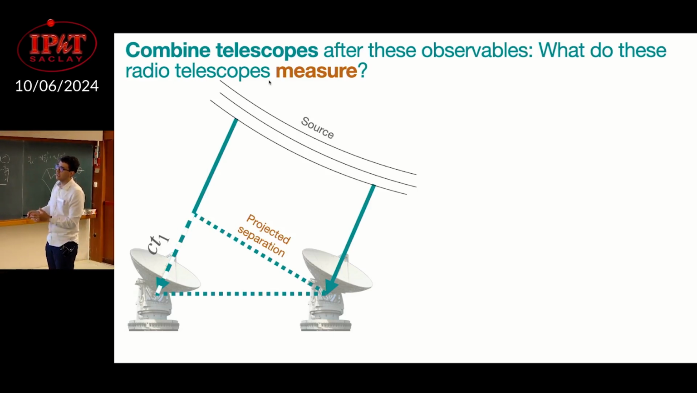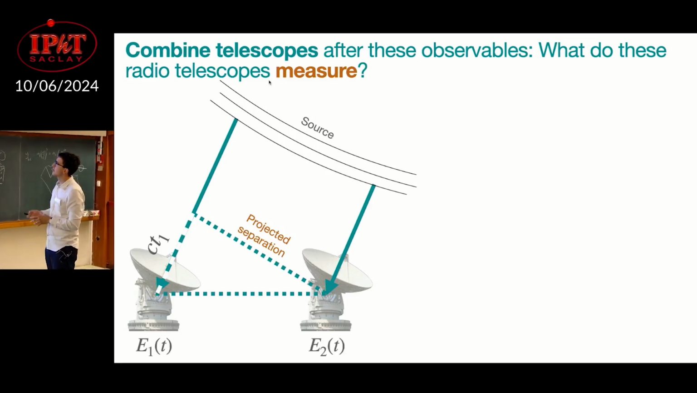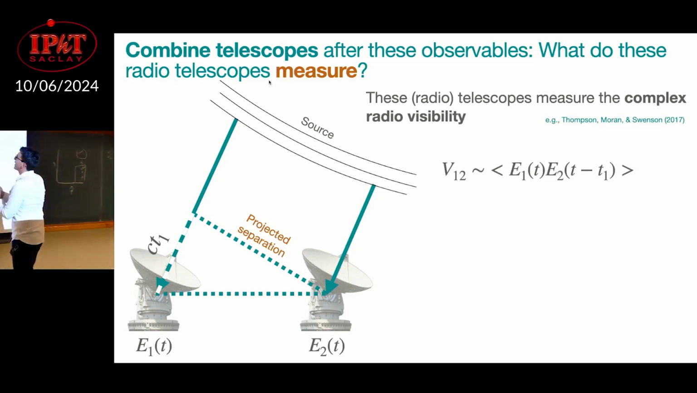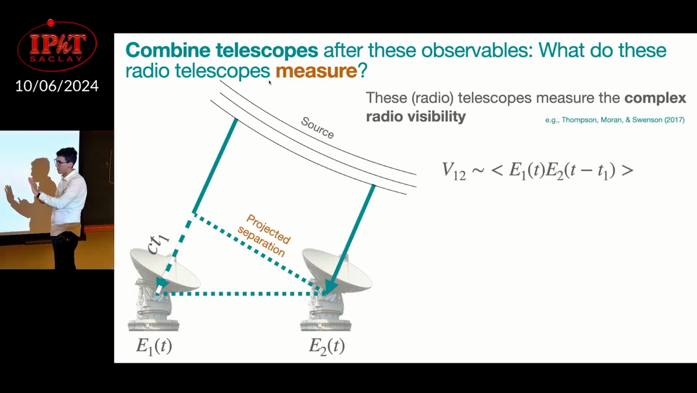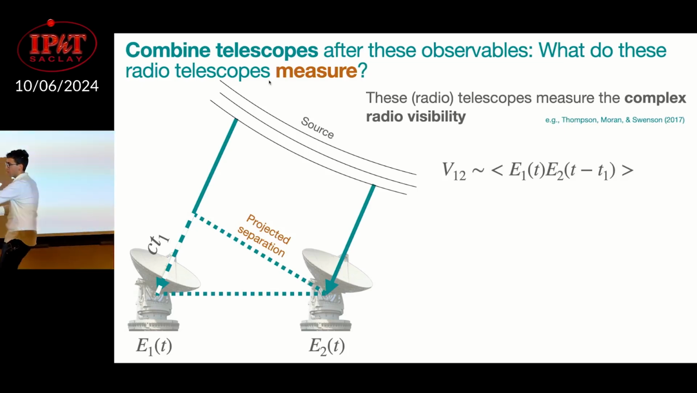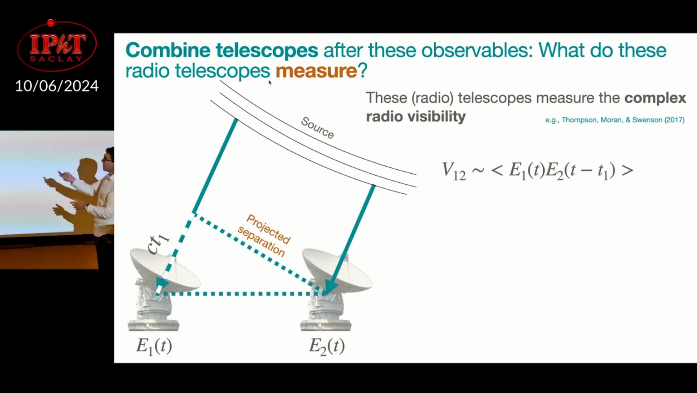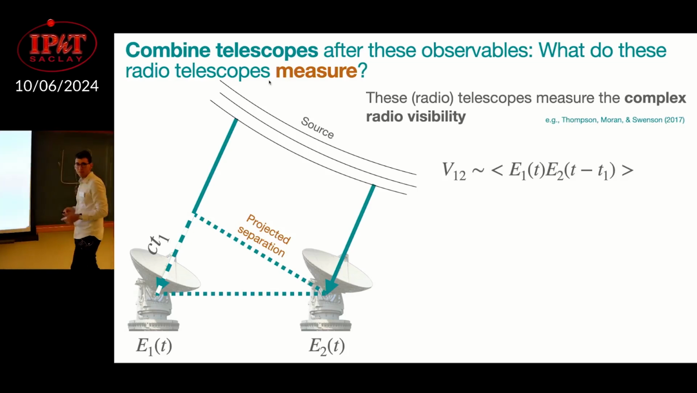Let's call this temporal difference T1. But then the point is that each telescope measures an electric field in those radio dishes. So the observable that Daniel was mentioning is a correlation, which has nothing to do with my previous correlation. In your telescopes you measure the electric field, you correlate them, and you measure something that is the visibility amplitude. So this is a fact.